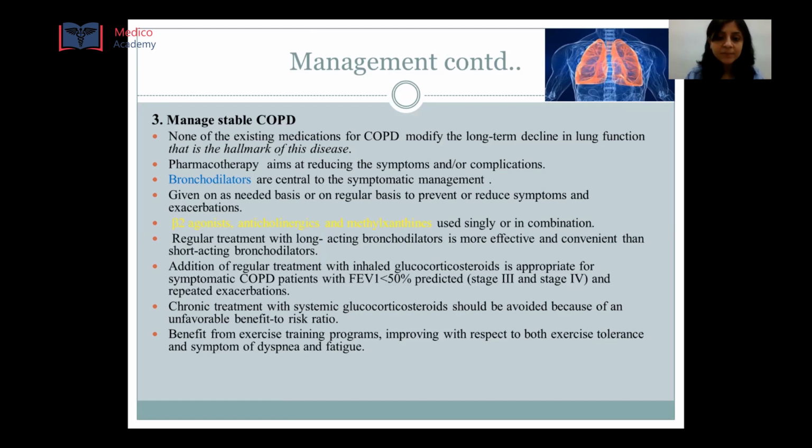Addition of regular treatment with inhaled glucocorticosteroids is appropriate for symptomatic COPD patients when they have reached stage 3 and 4 or are having repeated exacerbations. Chronic treatment with systemic glucocorticoids should be avoided because they have an unfavorable benefit-to-risk ratio. Patients benefit from exercise training programs, with improvement in both exercise tolerance and the symptoms of dyspnea and fatigue.